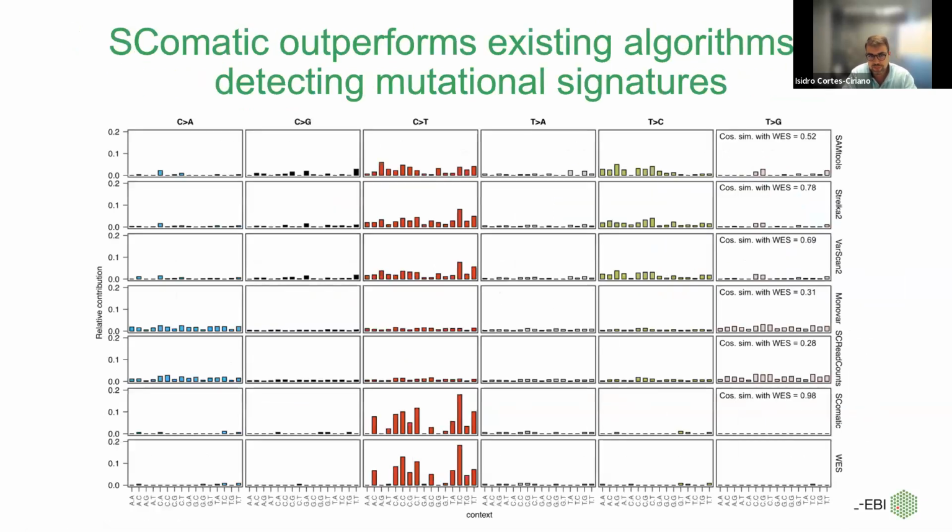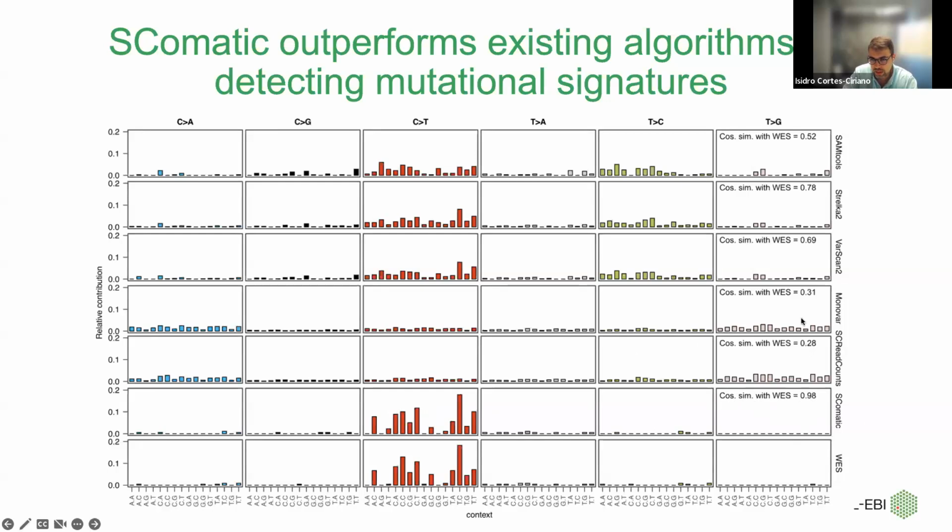How does this analysis look when we use other algorithms that are not SComatic? Here at the bottom you have the mutational spectrum for those mutations detected in the cancer samples using the exome sequencing data. The second from the bottom is the spectrum corresponding to the mutations detected with SComatic, and you have here the similarity with the exome sequencing data, which is very, very high. One is the maximum here, the cosine similarity of this spectrum.